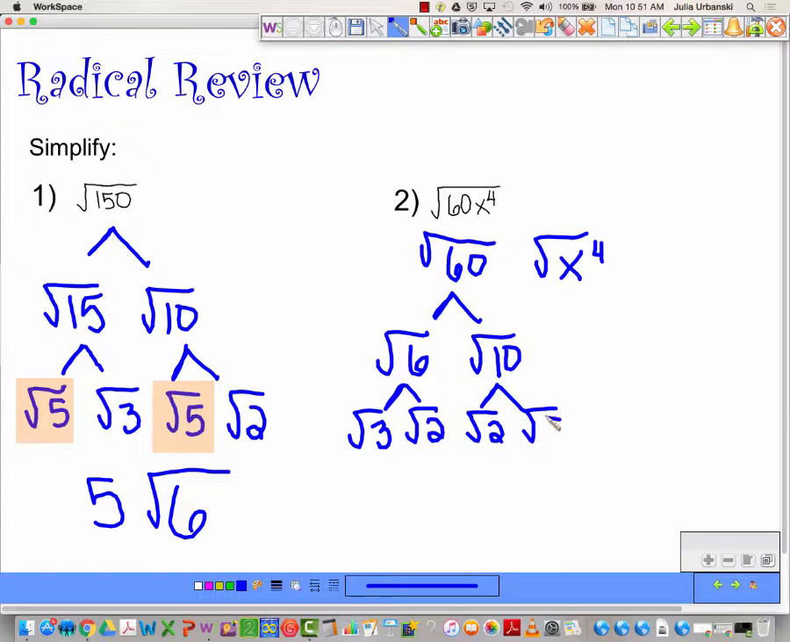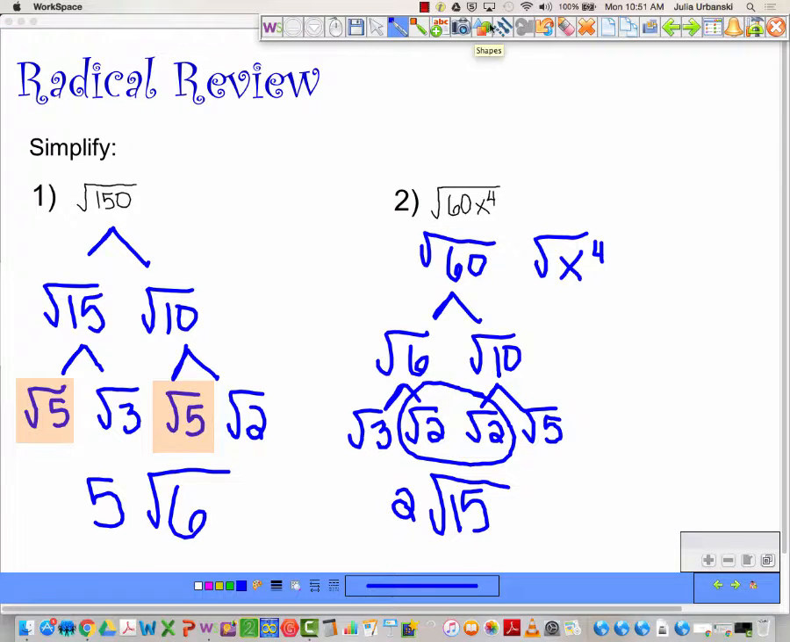If you see a square root along the way, you can stop. But if not, keep going until everything's prime. So, if I want to simplify this, what goes outside in front? The 2s match, so they go outside, without the radical. But what's stuck inside the radical? 15, 3 times 5. Alright, so it's 2 times the square root of 15.